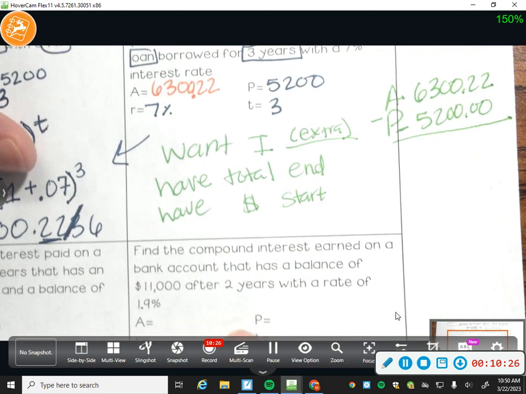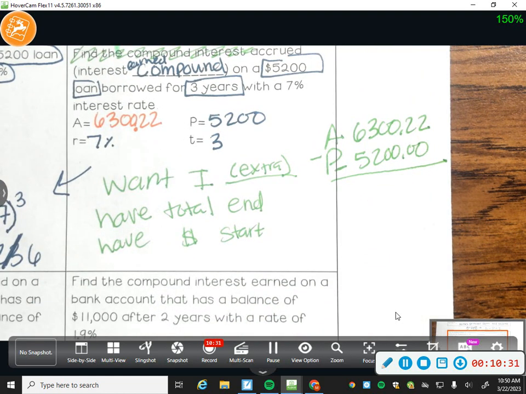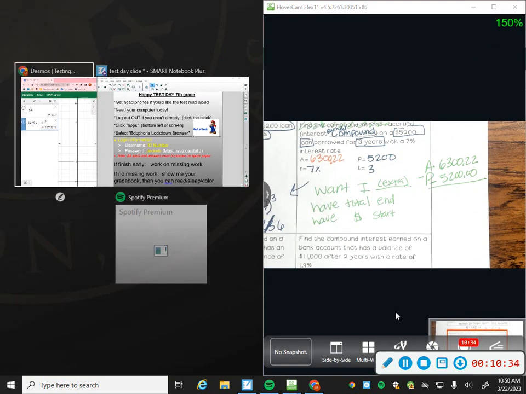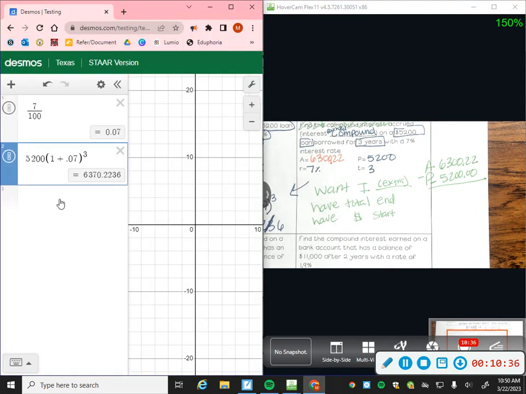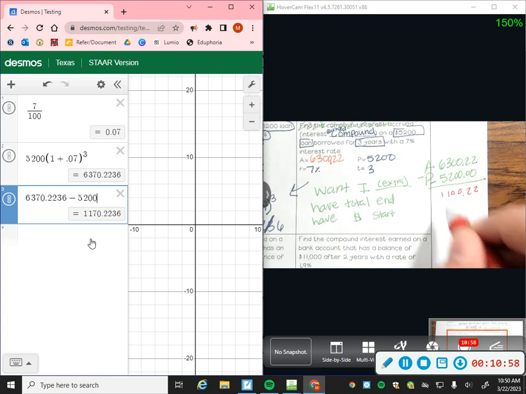Okay, so now I'll have to figure that out. Well, that's not so difficult. I can just type it in on the calculator. So we need that number, Control C, Control V, minus 5,200. So the final answer for the amount of interest is $1,100.22.